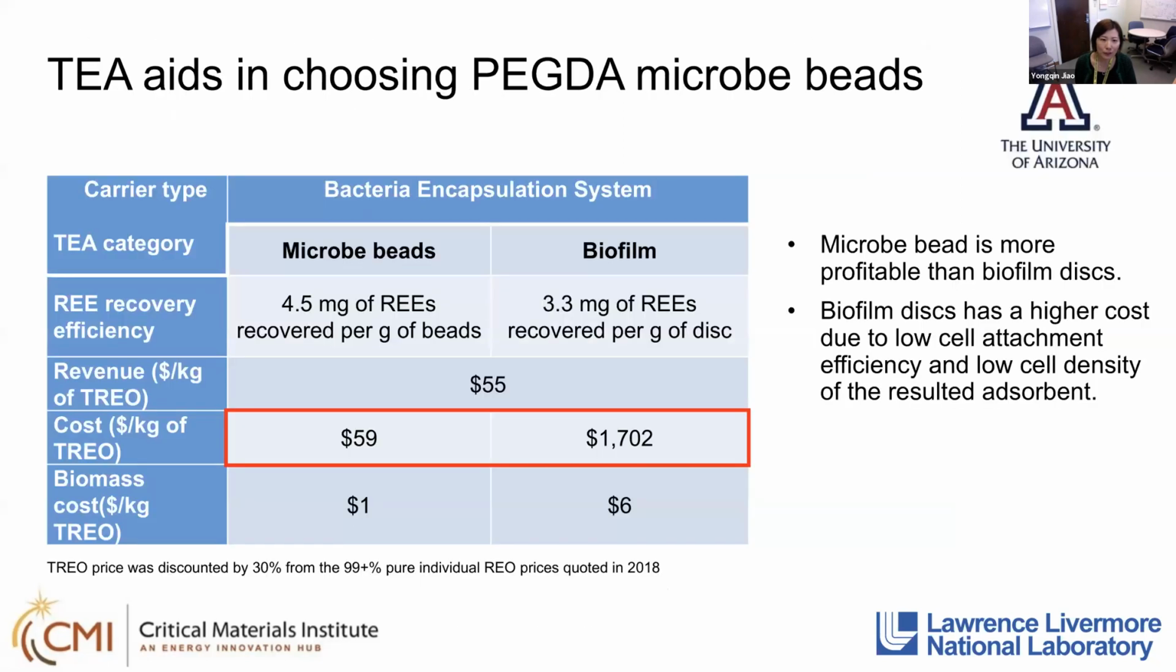And this notion is further confirmed by the techno-economic analysis that's being performed by a collaborator from University of Arizona. So here, if you focus on the cost, the dollar cost per kilogram of total rare earth oxides from these two platforms, you can see that the microbeads are far more profitable than the biofilm discs. And the biofilm discs have a higher cost because of two reasons. One is the low cell attachment efficiency during the biofilm formation, and the second is the low cell density of the resulting absorbent. So since the microbeads are a more promising platform, we developed them further.